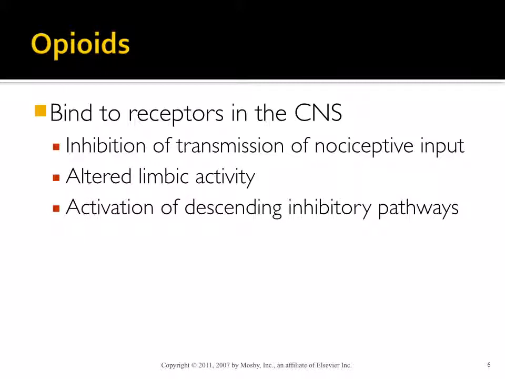Plus, they also change the limbic activity in your life. Limbic activity is your emotions, when you cry, when you feel anger, when you feel happy. All these emotional activities, these opioids can make some change in. And the descending inhibitory pathways: these opioids can activate some pain suppression mechanisms, which are the descending inhibitory pathways. So this is just an explanation of how opioids work in the body.